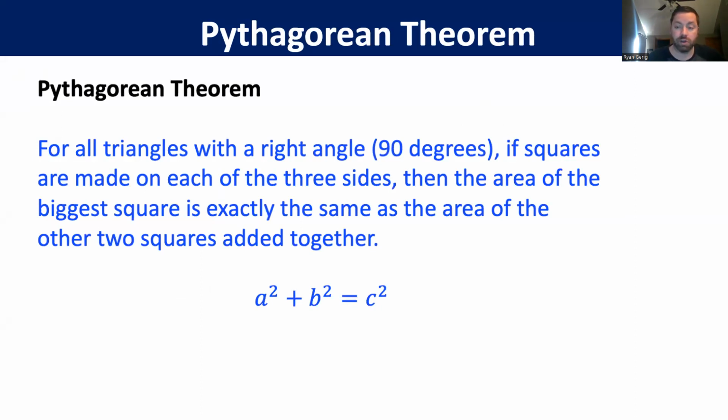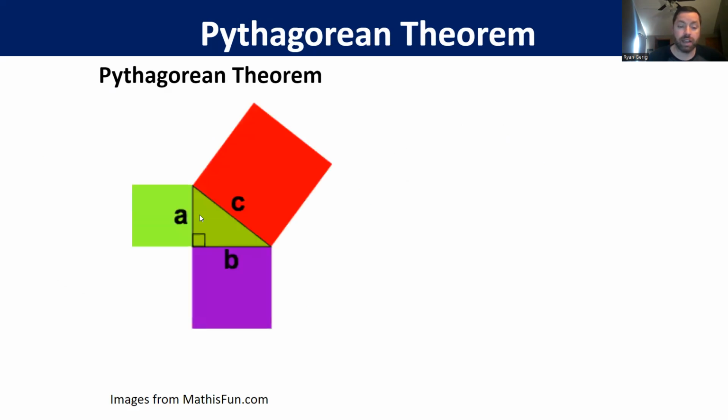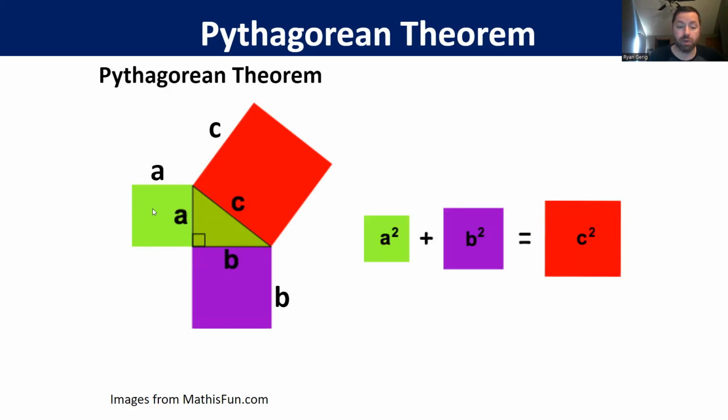I can also show you visually what that looks like. So we got a little right triangle here with side lengths A, B, and C. Side length A makes a square that's A by A, or A squared. Side length B makes a square that is B by B, or B squared, and same thing with C. So A times A is A squared, B times B is B squared, C times C is C squared. The green square plus the purple square will add up to be exactly the same as the red square.